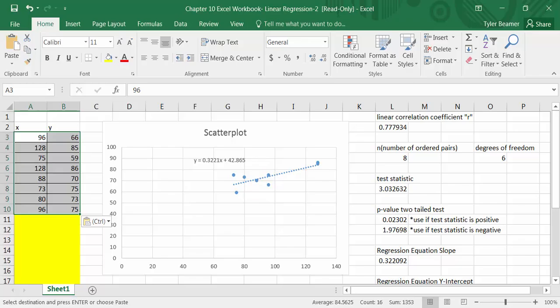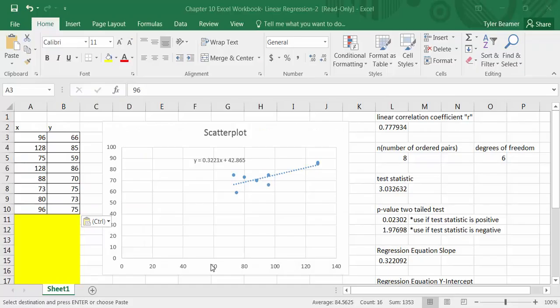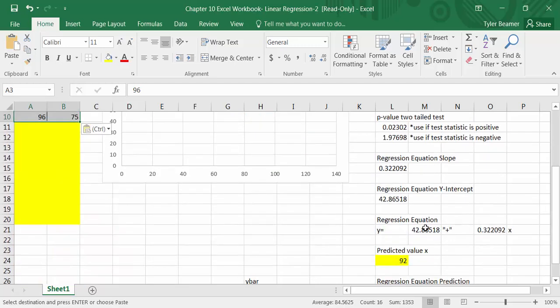So the first question says, what is the regression equation? Okay. So let's go back to the template. So the regression equation is this blue dotted line. So that is the line of best fit. That is the linear equation of a line that goes through pretty much the middle of the data points, and we use that as a predictor. And the equation is located here on the scatter plot. It's also located here in your Excel template.